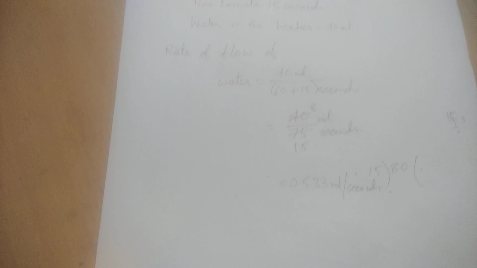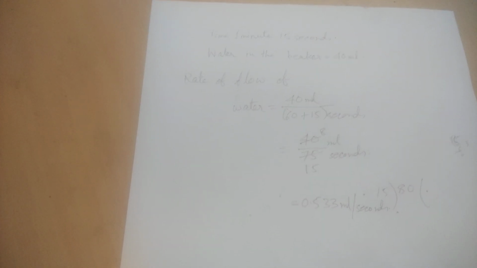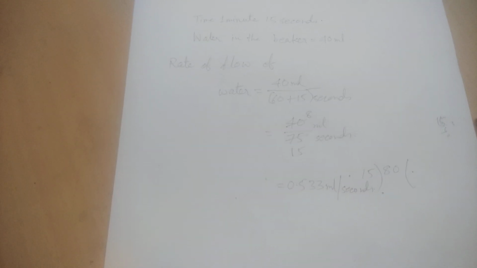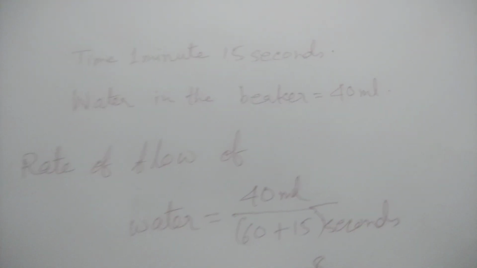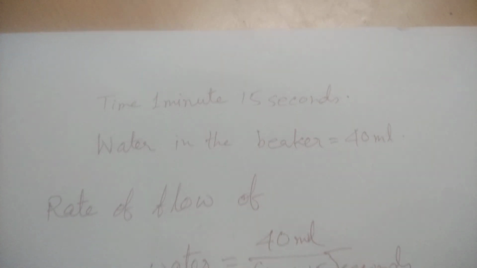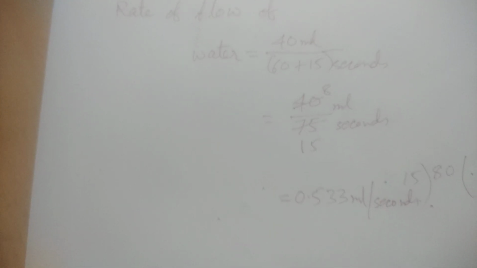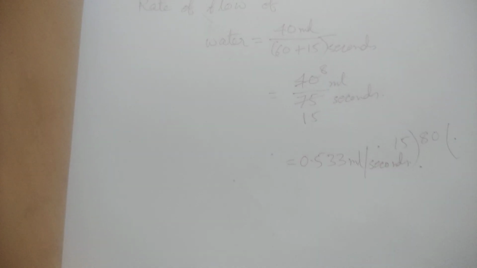Dear friends, you have to find the rate of flow of any liquid by this method. First of all, you collect the water in a beaker. You measure the amount in the beaker and take the timing with a watch to find the time. Here we have got 40 milliliter of water in the beaker and the time taken is 1 minute 15 seconds. Therefore, the rate of flow of water is 40 milliliter by 75 seconds, that is 8 by 15, that is 0.533 milliliter per second. So you can say the rate of flow of water in this case is 0.533 milliliter per second.